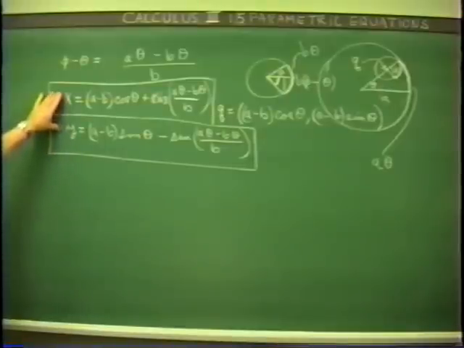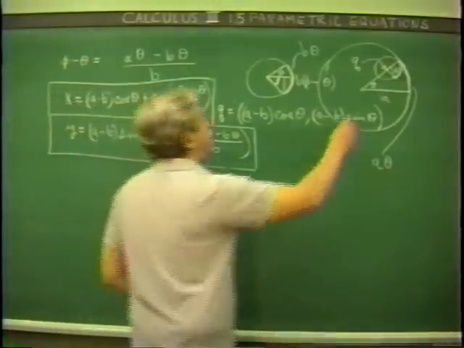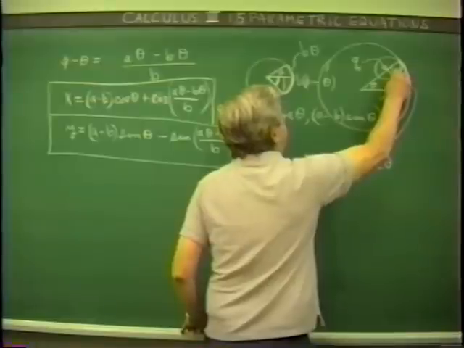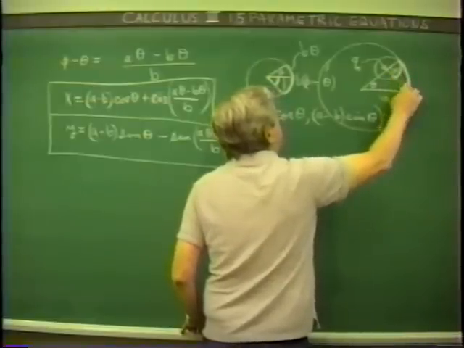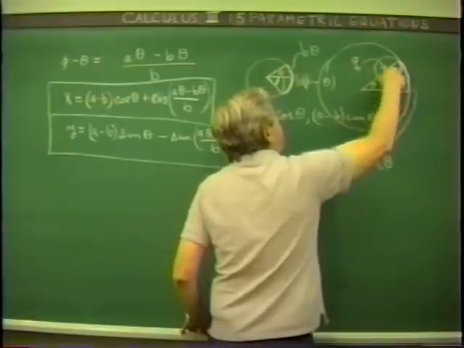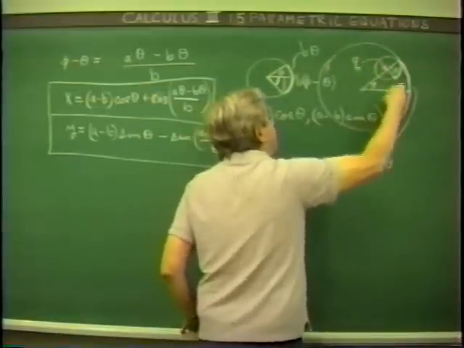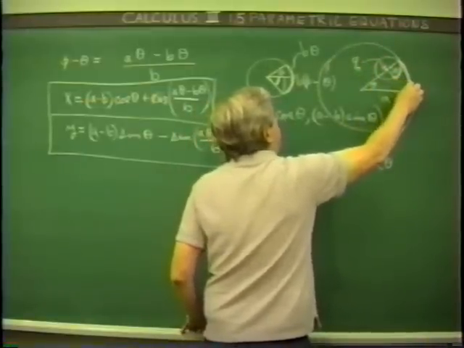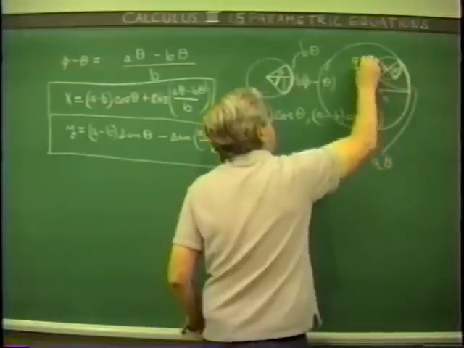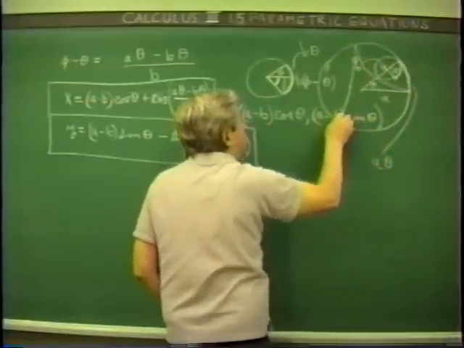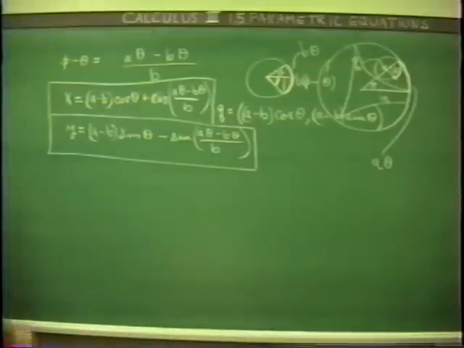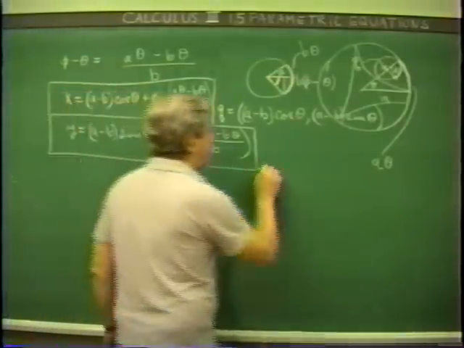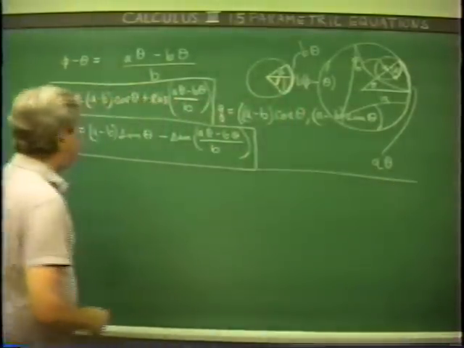Okay, so this then is an example of a parametrization, namely the parametrization of the point on this circle that follows this when the circle is rotated around inside the larger circle. Now, the actual graph of this may look something like this. And so forth. All right, let's take a look at another.